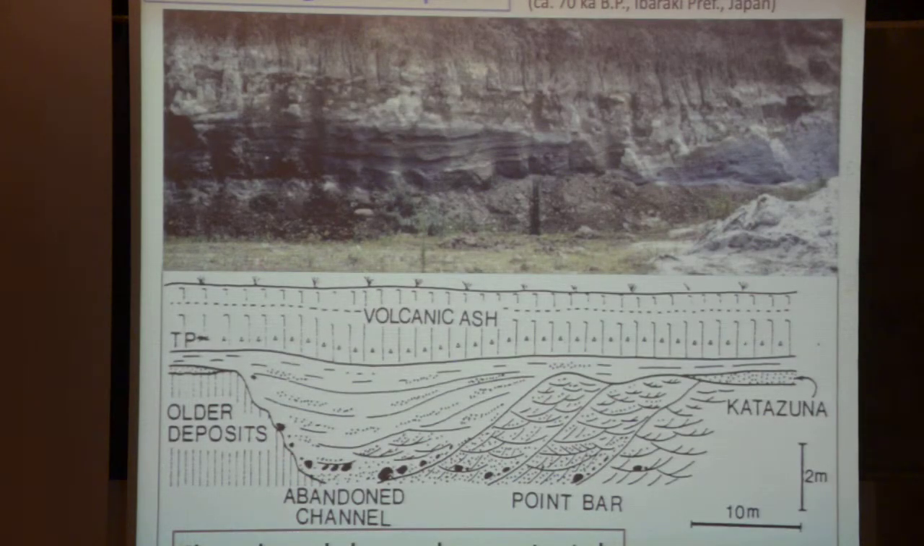Now I will show you an example of an outcrop of meandering river deposit. The upper panel is a photograph of the outcrop of river deposit from about 70 kilo-years ago, when the river flowed into the paleo Tokyo Bay. The lower panel is a line drawing of the photograph. And you can see this is the abandoned channel, and these are the point bar deposits. I will show you a close-up photograph of this point bar deposit next.